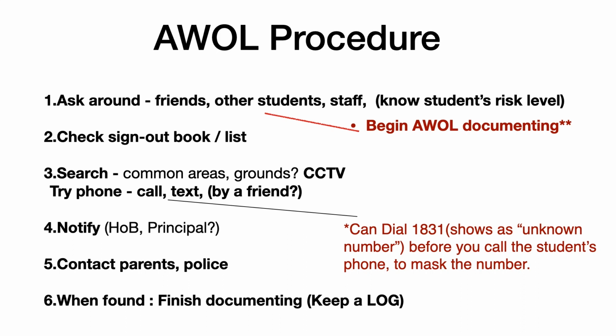And all of these steps should be listed in your missing student document, the log that you're keeping it all journaled in. When they're found, of course, you finish your documentation and you store that record away in a log so that every time a student goes missing, there's a record kept that can be reviewed later. How does that compare with your procedure? I hope it's something similar.